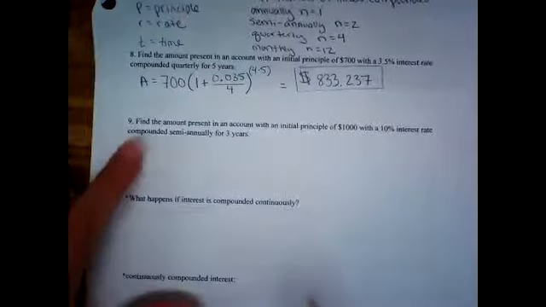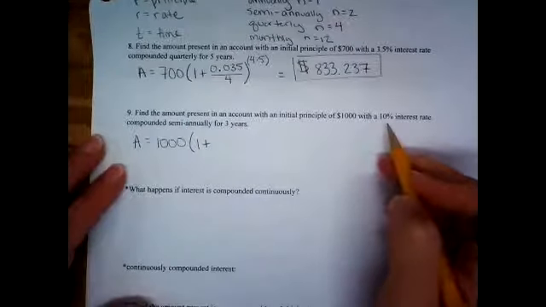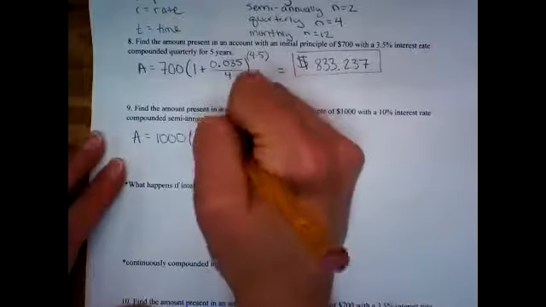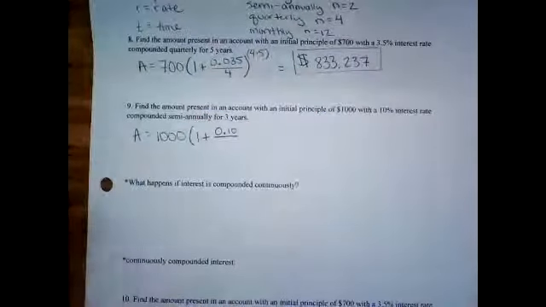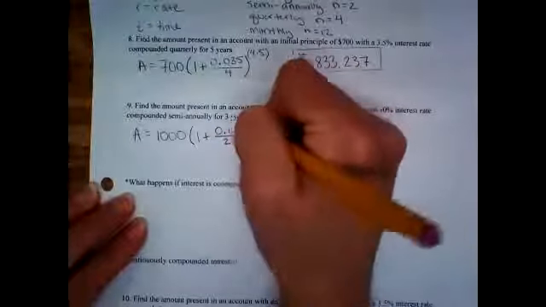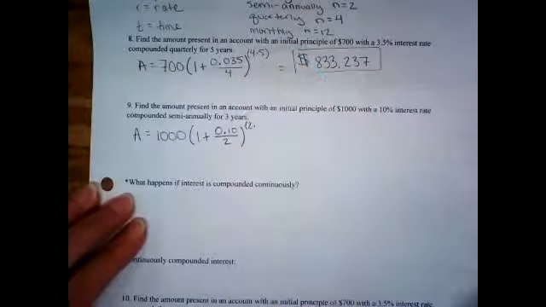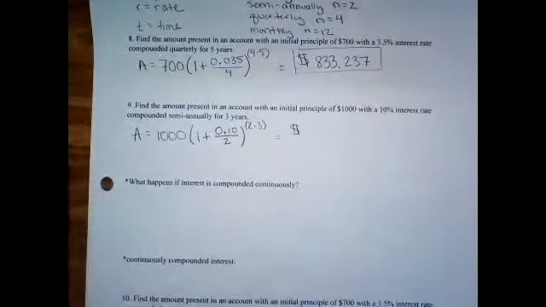All right, number 9, find the amount present in an account. So A equals, principal is $1,000, parenthesis, 1 plus 10% interest rate. That would never happen, all right? But it would be 0.10 over N. All right, read through. What is N gonna be for this one? 2, good. Semi-annually means 2. And then to the power 2 times the amount of time, which they said was 3 years. Everybody go ahead and type it in.